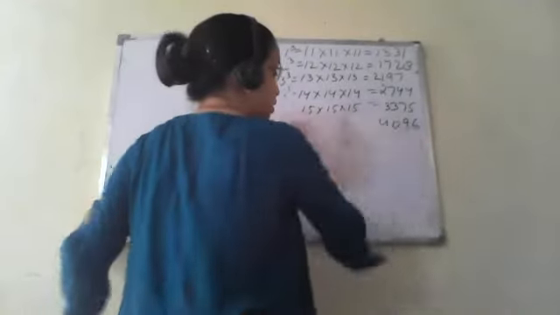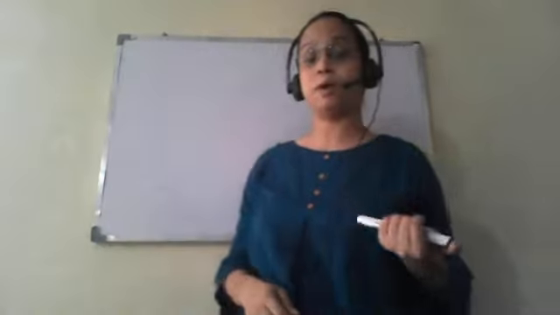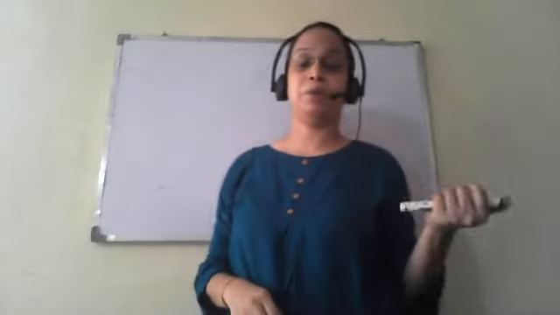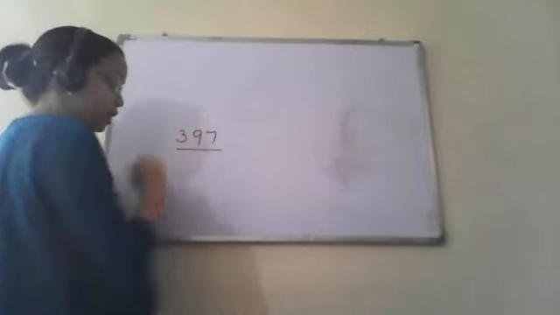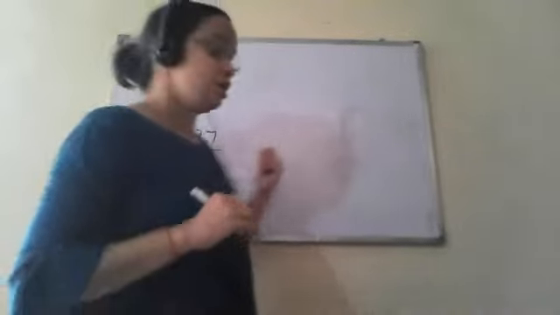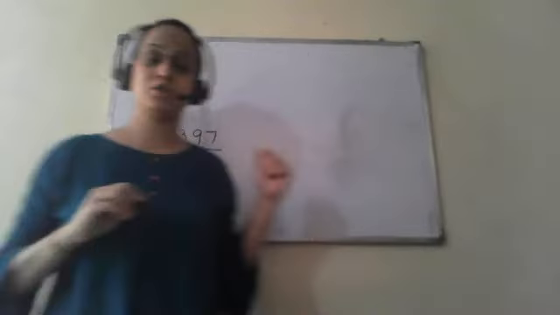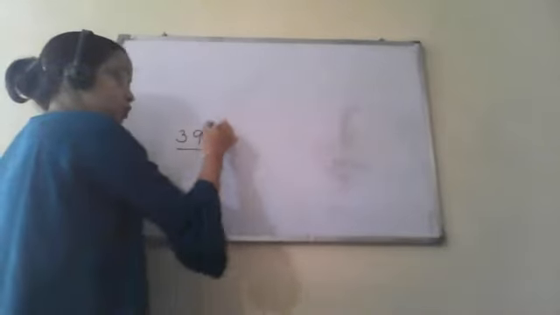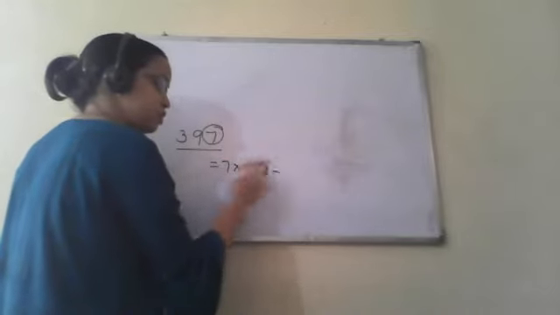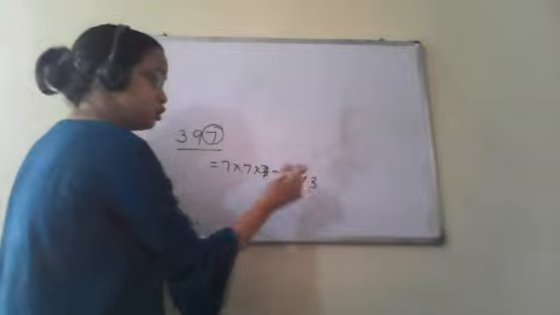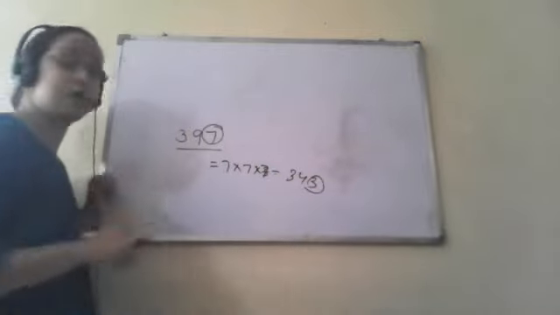Like we did in the case of squares, without doing actual calculation, we can predict or guess what will be at the unit place of the cube of a particular number. Suppose I'm writing 397 and I have to find the unit digit of its cube. So simply what we have to do is multiply 7 into 7 into 7. The cube of 7 into 7 into 7 will be 343. So the resulting number will have 3 at its unit place.